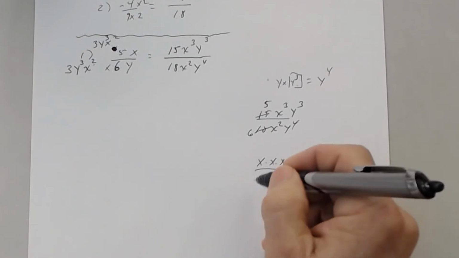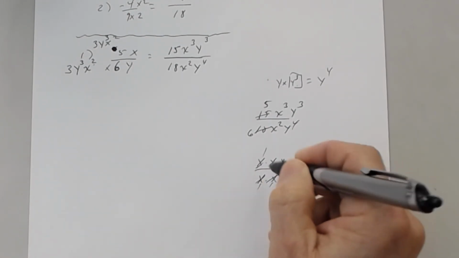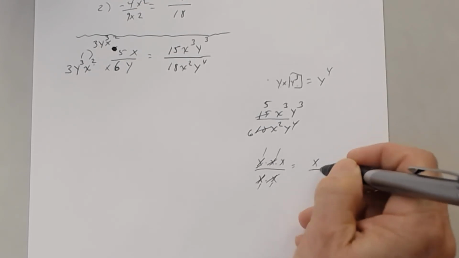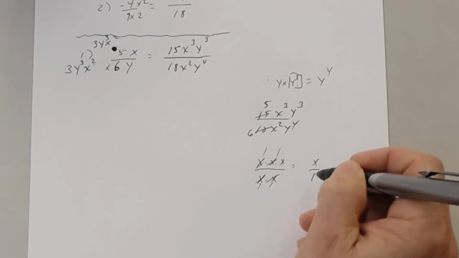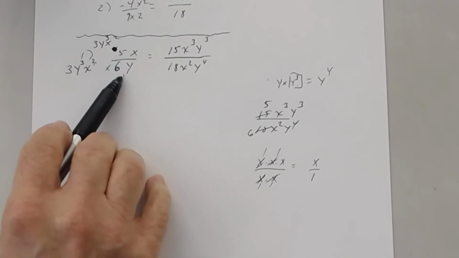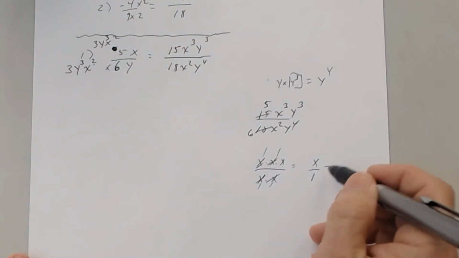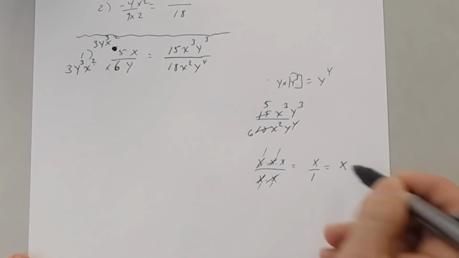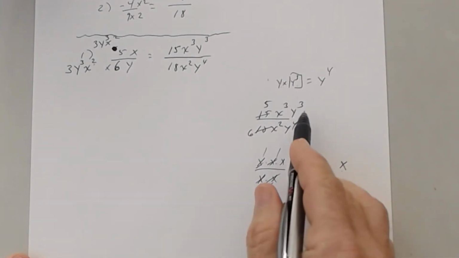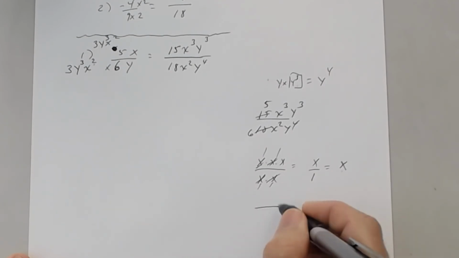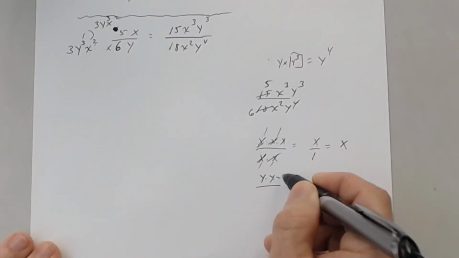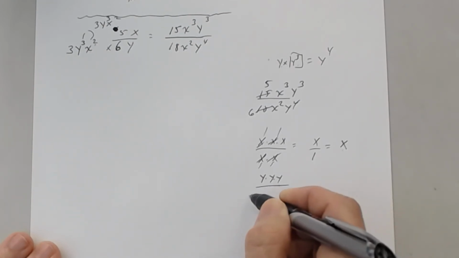So when I reduce, remember we reduced in a previous lesson, I just end up with x divided by what? 1. And so notice that I have x in the numerator, and remember x divided by 1 is the same thing as what? X. So that x is located in the numerator. Okay, let's look at the y's. I have how many factors of y in the numerator? 3.